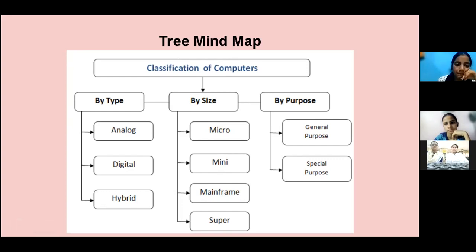The only thing you have to remember in your mind is which type of mind map will be useful for what type of computer topic. That you have to first ensure, that you have to judge for yourself. That is the only area where you have to apply your brain, to decide which will be suitable. For classification, as I told you, the tree mind map is a suitable one.